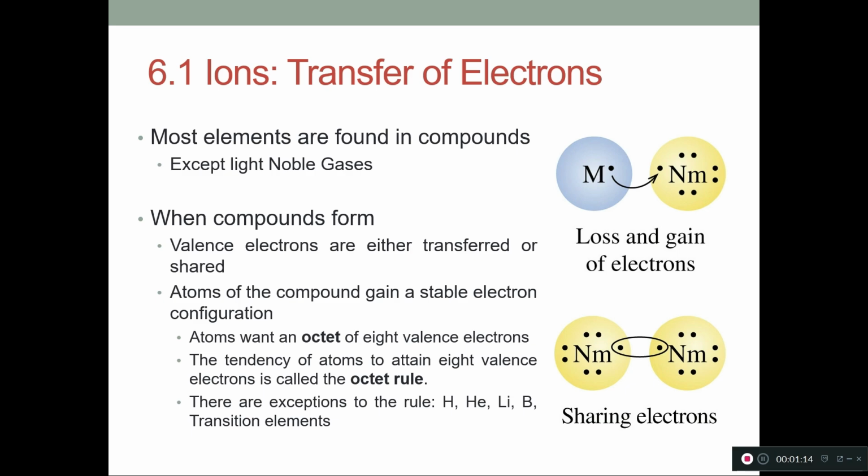There are exceptions to this rule: hydrogen, helium, lithium, boron, transition metals. There are actually a lot more of them than that, but for now we'll just think about this in terms of the octet rule, which is that these atoms want to try and have 8 electrons in their outermost shell.